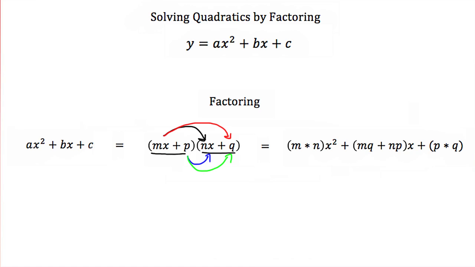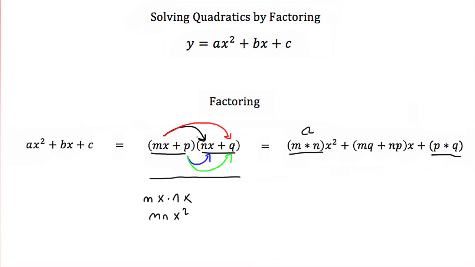So what that ends up being then is we have an m times n that gets us our a term, and a p times q, just like before, gives us our c term. But the b term gets a little bit more complicated. It's m times q plus n times p. If I were to FOIL out this expression right here, and I did my first terms, I'd have mx times nx. Well, mx times nx is an mn x squared.